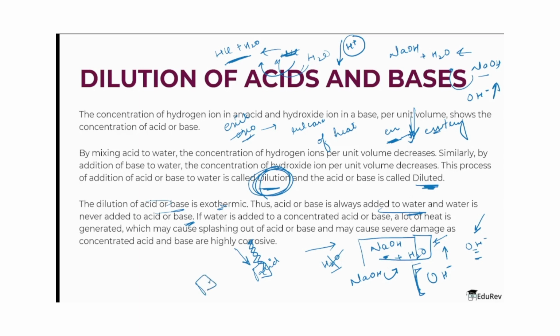But if I have water and I'm adding acid or base little by little, drop by drop, then the heat which is liberated is going to be absorbed by the water. So the chances of explosion or damage or a large amount of effervescence is reduced. Correct? So if water is added to concentrated acid or base, a lot of heat is generated which may cause splashing out of acid or base and may cause severe damages, as concentrated acid and base are highly corrosive. And this is exactly what I taught you right now.